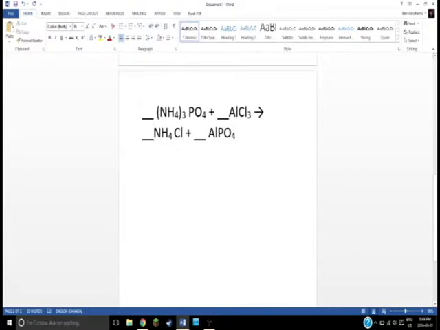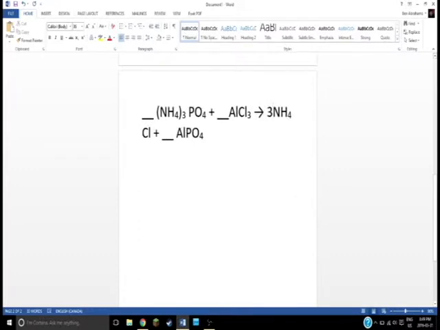We know that we have 3 ammoniums here, but we only have 1 ammonium here. We also have 3 chlorines here, and we only have 1 chlorine here. So what does that mean? We need to put a 3 here. So now we have 3 ammoniums here and 3 ammoniums here. We also have 3 chlorines here and 3 chlorines here.